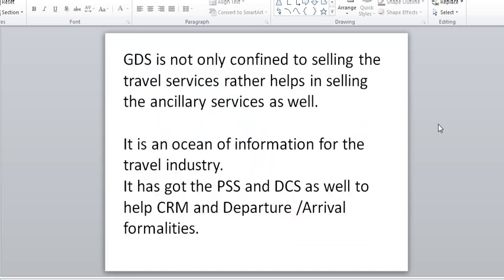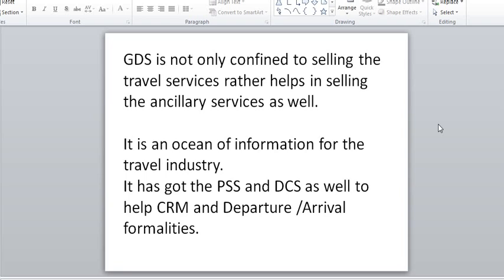So GDS is not only confined to selling travel services, rather it helps sell ancillary services like meals, in-flight entertainment, baggage, etc. It's an ocean of information for the travel industry. It's not only for making reservations, but it also teaches the students about the travel industry, and it has authentic information about places, procedures, etc.